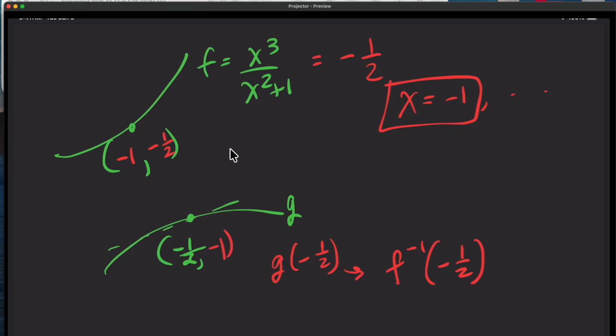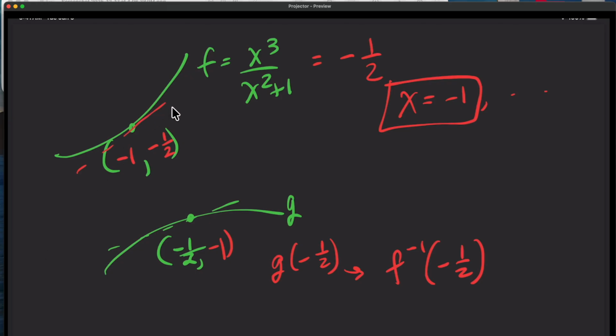Okay, so there's two ways to approach this. You could think of it as just getting the tangent line on f and then taking the reciprocal, and that'll give us our answer. That'll give us the derivative on g. It'll give us the slope of the tangent line on g.